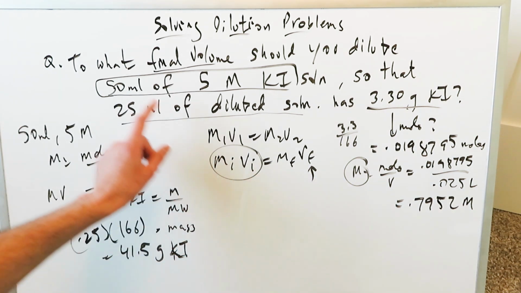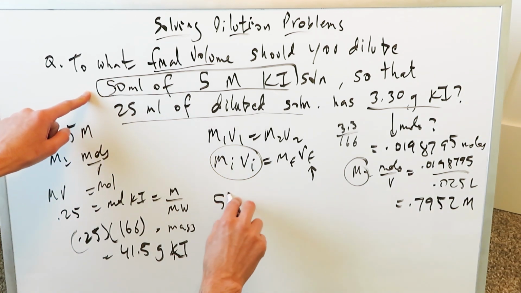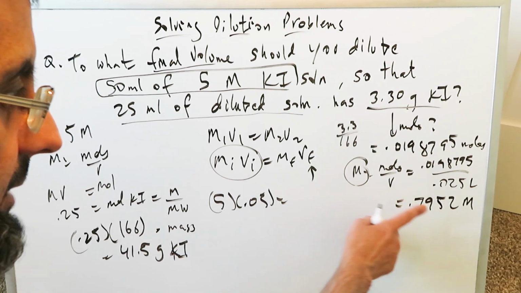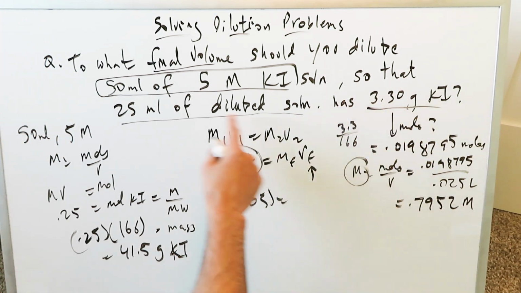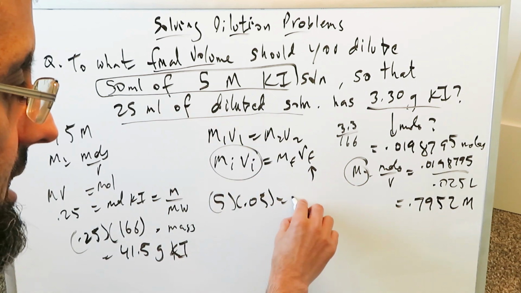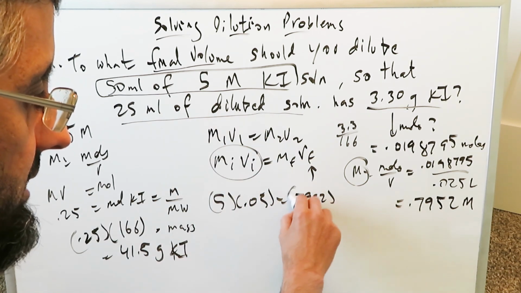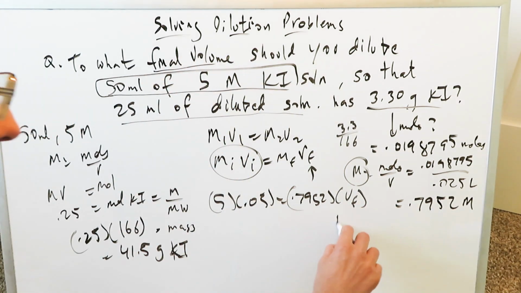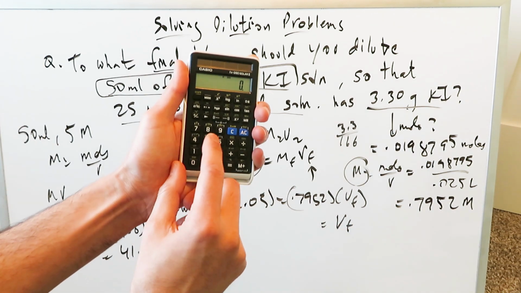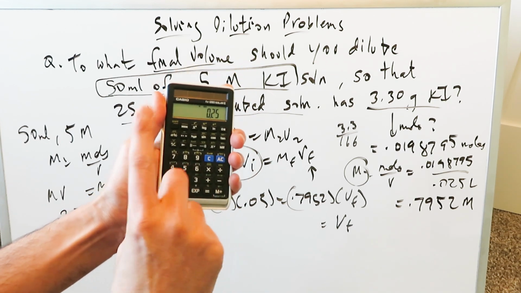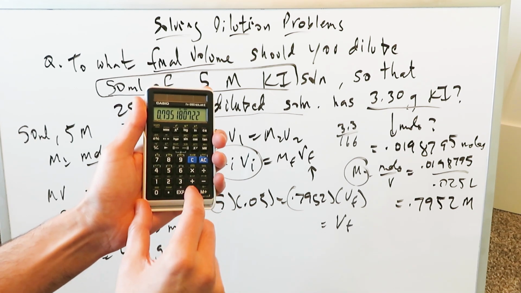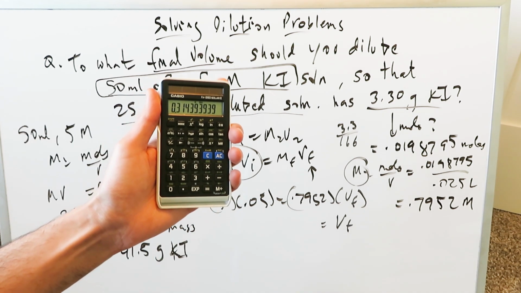I have M1V1, which is 5 molar times the volume 0.05, is equal to your final molarity, which I've just calculated using the parameters I'm trying to obtain, 0.7952, times your final volume, which is what final volume you should dilute to. You'll just solve for that. Now it's just a ratio question and you'll be done. You'll do 5 times 0.05, the initial molarity times initial volume, divided by your new molarity, which I had saved in my calculator. I'll get 0.314 liters.